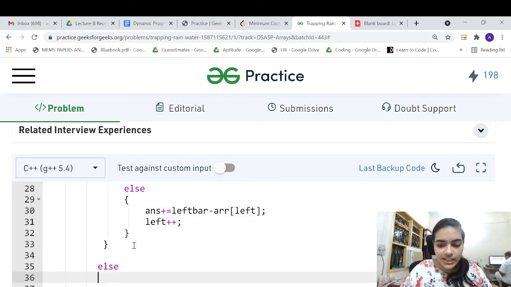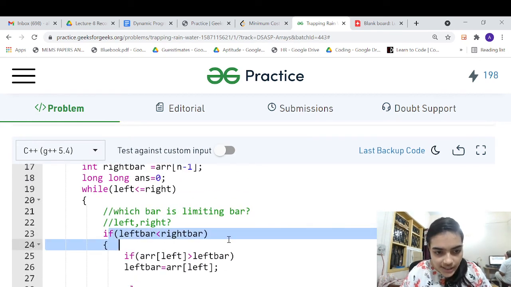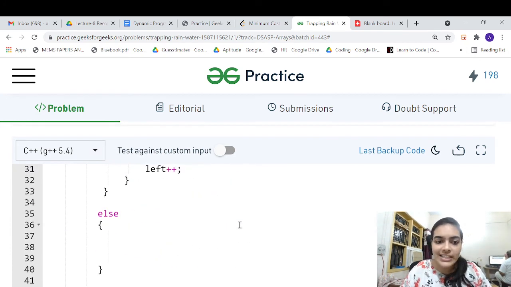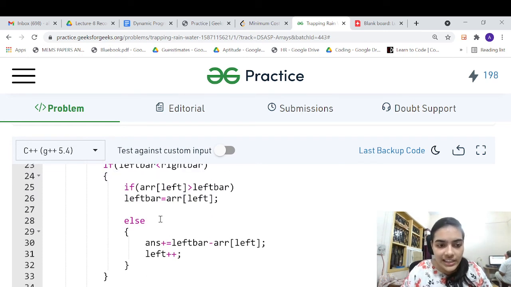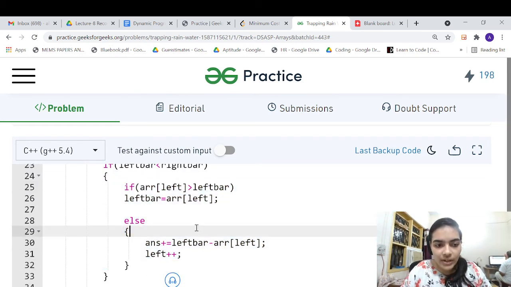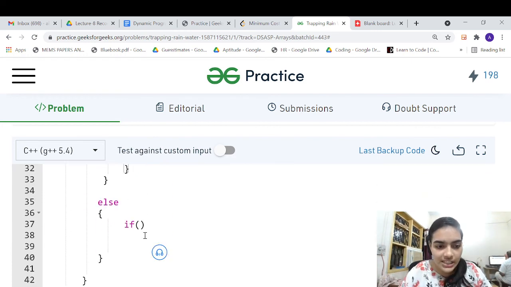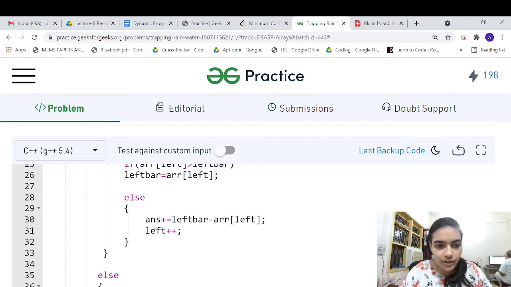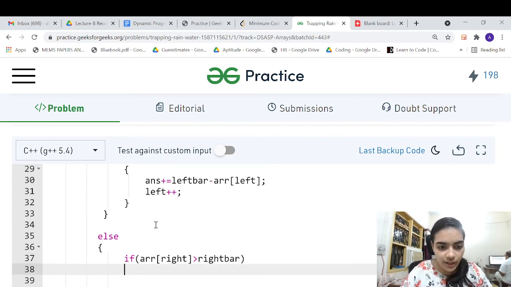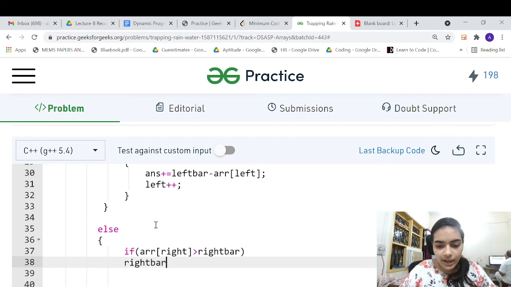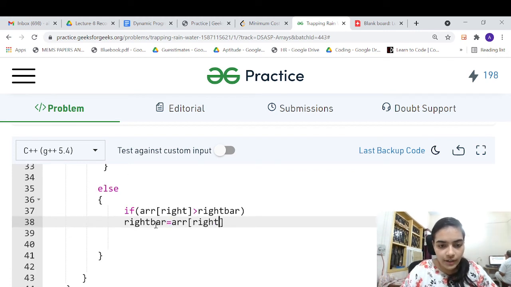Otherwise, if this case is not true, that means your right bar is the limiting bar. So you can write the similar conditions, right? I'll just write the mirror conditions here. Whatever we are writing, we'll write the similar conditions in this case. So what will happen? If array of right is greater than your right bar, again this bar will not store any water. You can just shift your right bar, so your right bar will become equal to array of right.